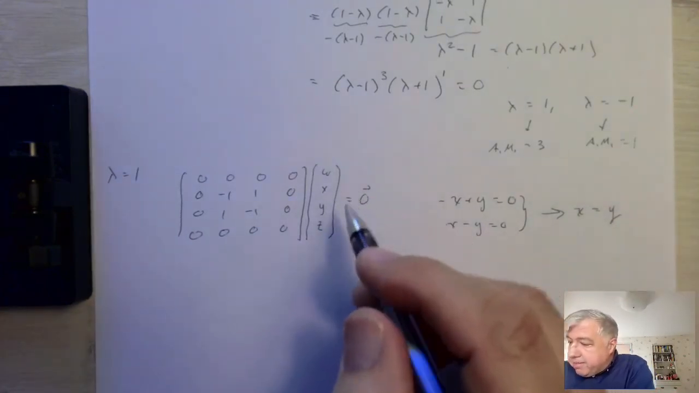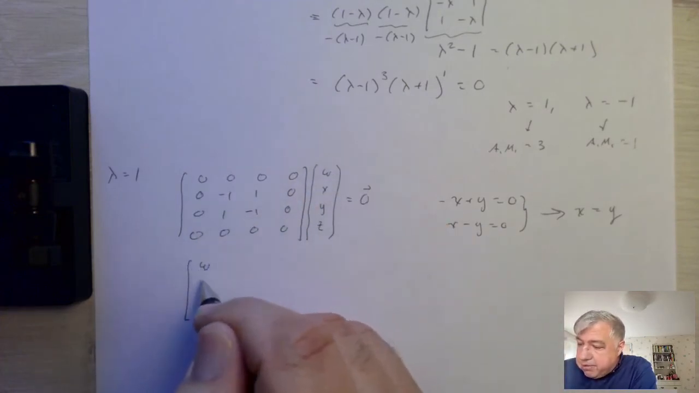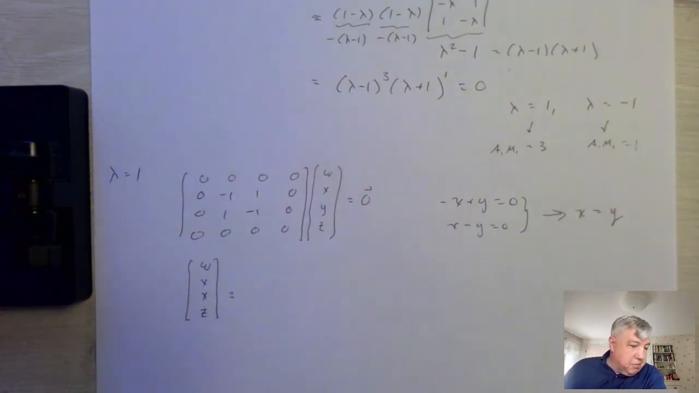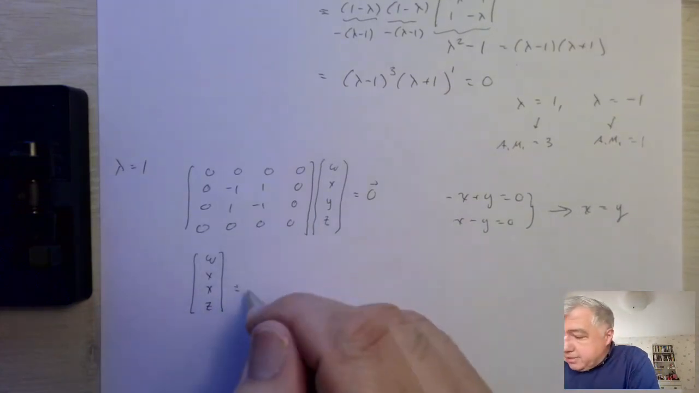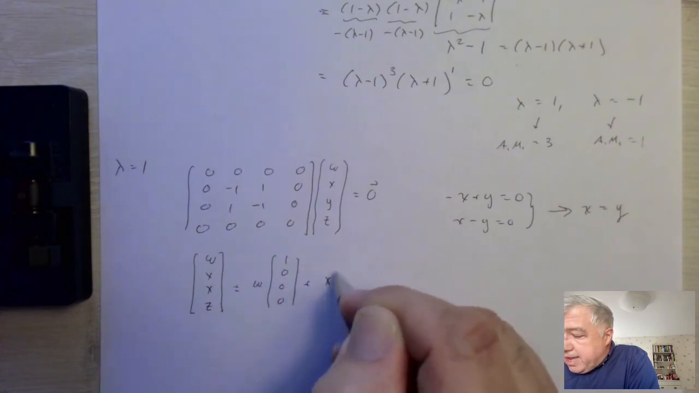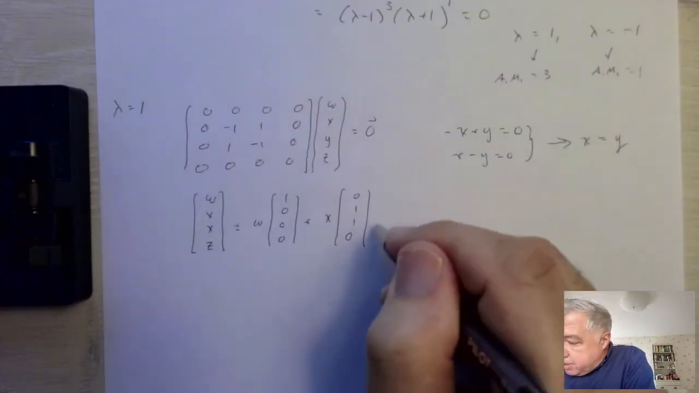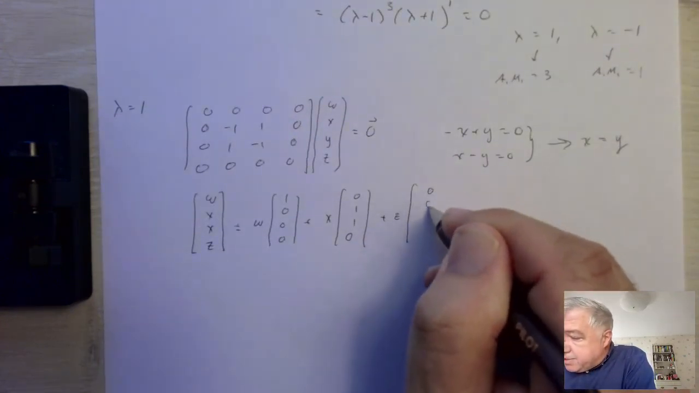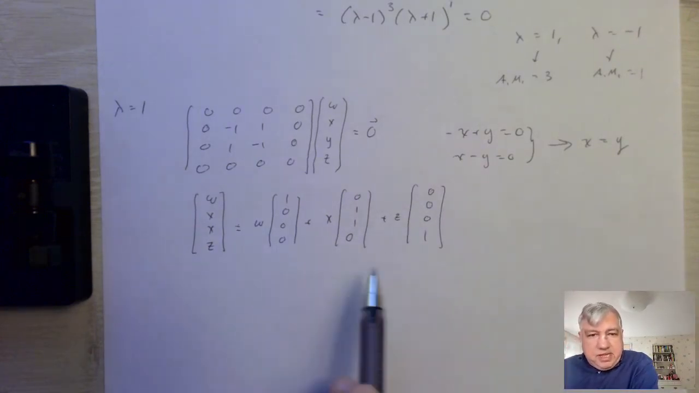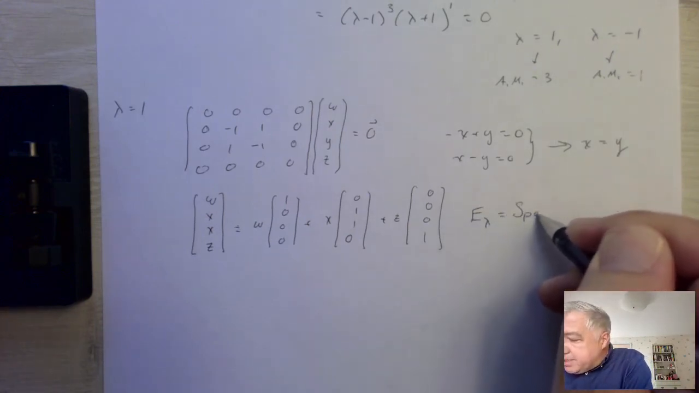So we're talking about a vector (w, x, x, z), which we can write as w times (1, 0, 0, 0) plus x times (0, 1, 1, 0) plus z times (0, 0, 0, 1). Okay, and so these three vectors are clearly linearly independent, so they will be a basis for our eigenspace.